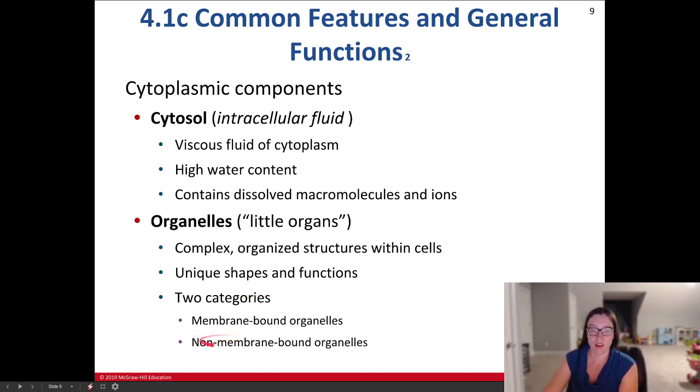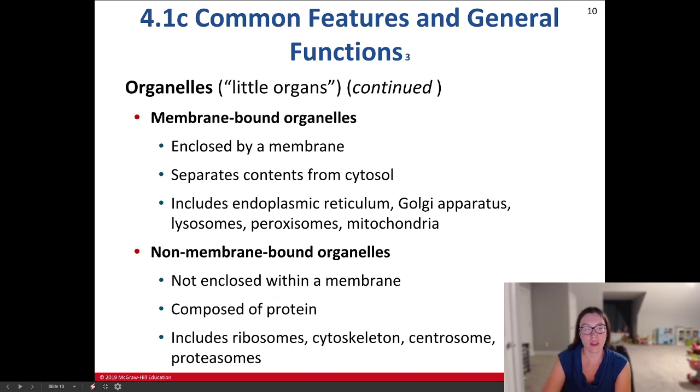And then finally, we have non-membrane-bound organelles. These organelles are generally made of protein, and they are not surrounded by a membrane. Membrane-bound organelles are going to include the endoplasmic reticulum, both rough and smooth, the Golgi apparatus, the lysosomes, the peroxisomes, and the mitochondria. And then non-membrane-bound organelles are going to include ribosomes, the cytoskeleton, the centrosome, and proteasomes.